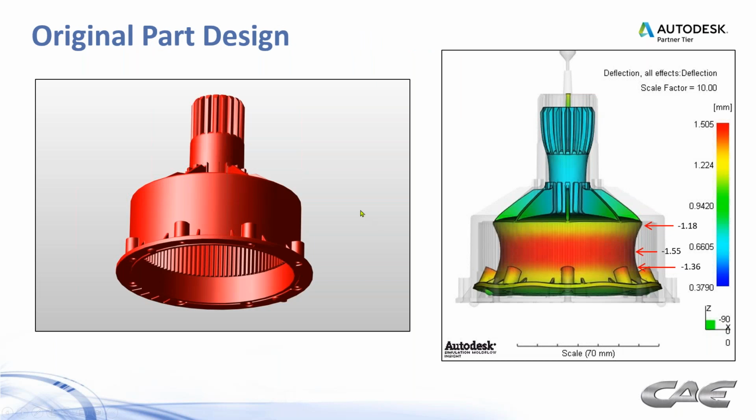Here's a real world example. The original part design was exhibiting some excessive shrinkage. Don't let this fool you. I've got that scaled up by a factor of 10 just to show the shape a little more dramatically. But they were designing a new generation of this particular part and wanted to see what they could do to help mitigate this type of warpage that they were seeing in the original mold.